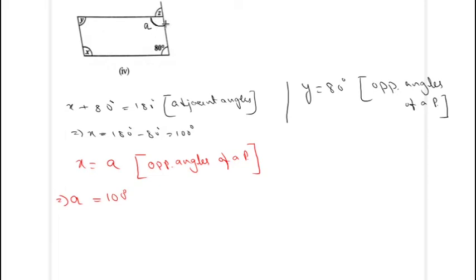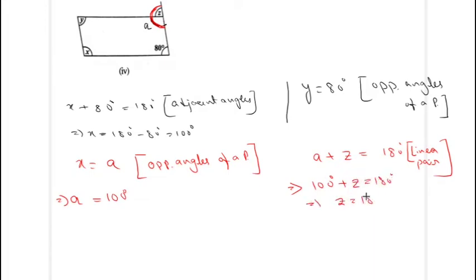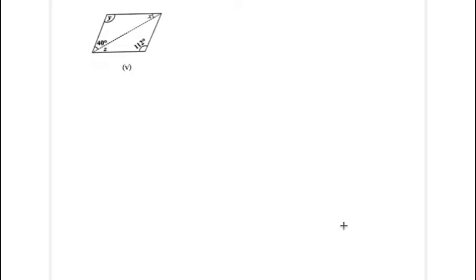Now see, this angle a and angle z have formed a linear pair, that is a straight line, and that's why their sum is equal to 180 degree. Angle a plus angle z equals 180 degree, the reason is linear pair. Now angle a is 100 degree, plus z equals 180 degree. So z equals 180 degree minus 100 degree equals 80 degree. Okay. Hope you have understood this. Very easy sum.